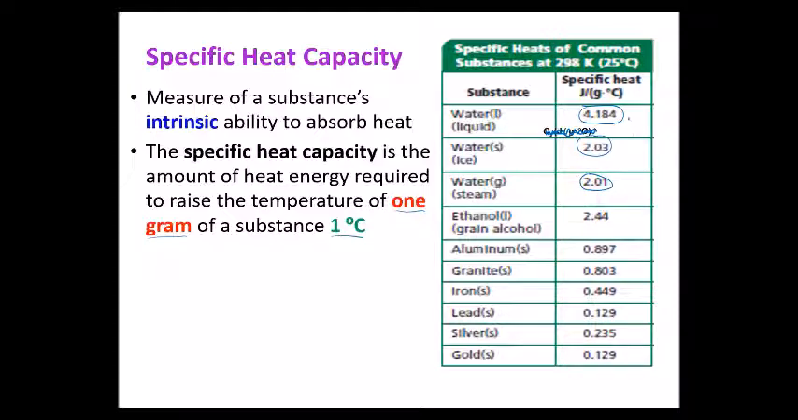Still, these are pretty high. Liquid ethanol is very high. When they say grain alcohol, it's a very high percentage of alcohol. But if you look down here at some of the metals, aluminum, iron, lead, silver, gold, they are all, especially lead and gold, very low. Their specific heats are quite small. So they heat up very quickly.